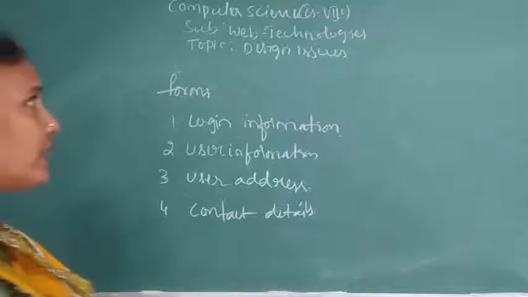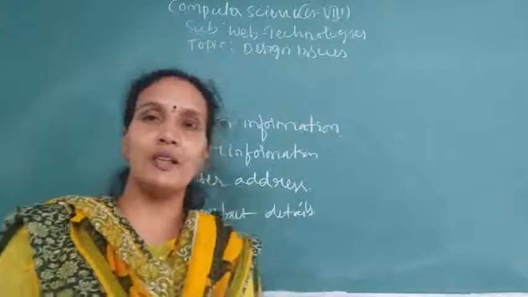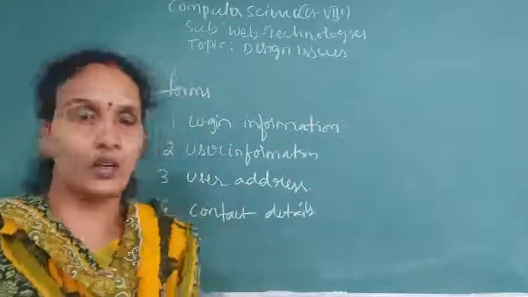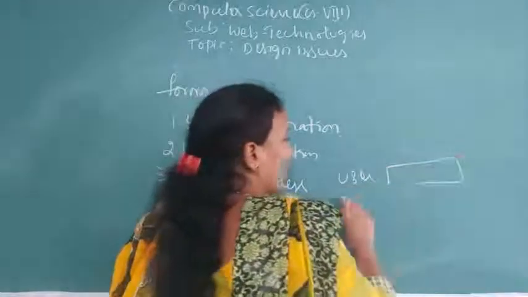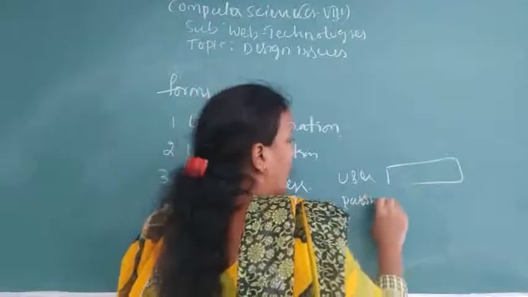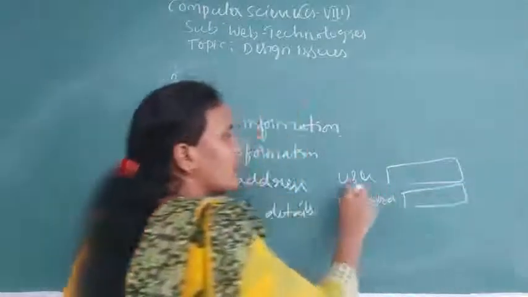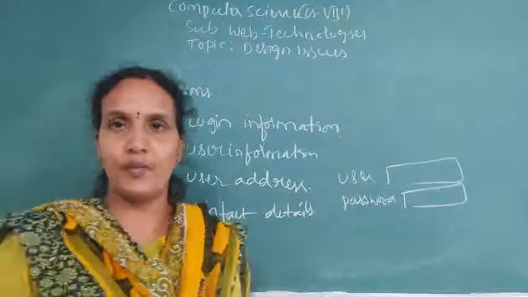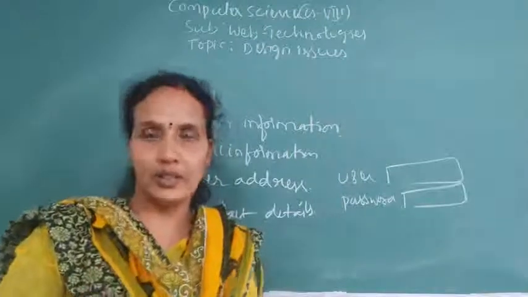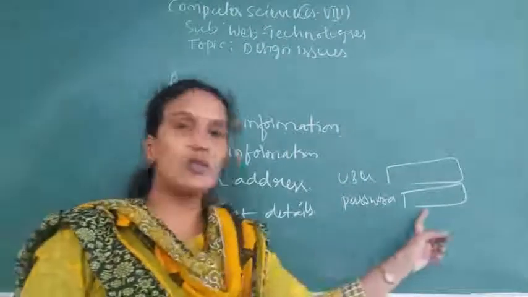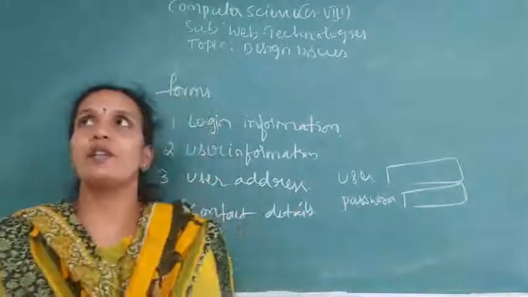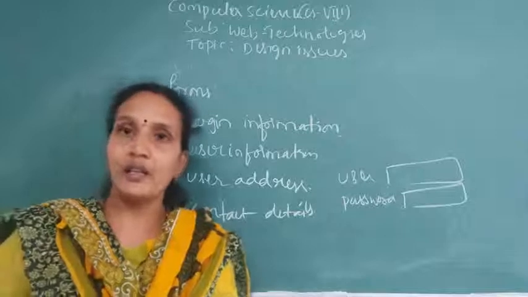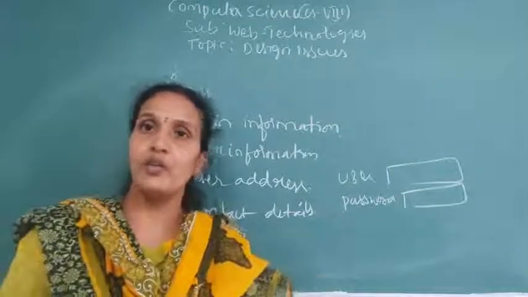And when you are designing a form, you should select the proper input control, like username, password. Input control means the username is only text, so input type equals text. For the password it is input type equals password. If you are collecting information like hobbies, in that case we can't use radio buttons. We can use only check boxes.